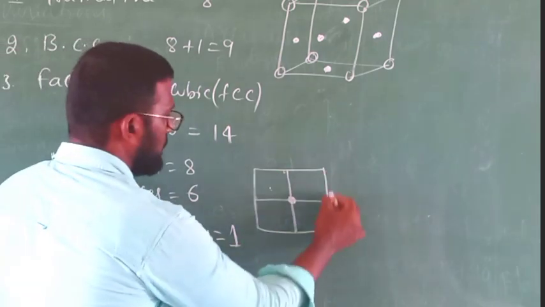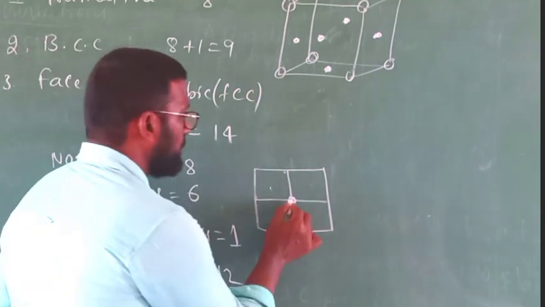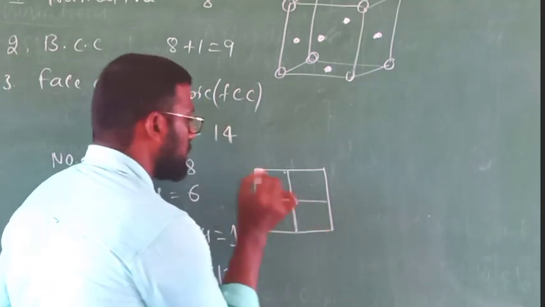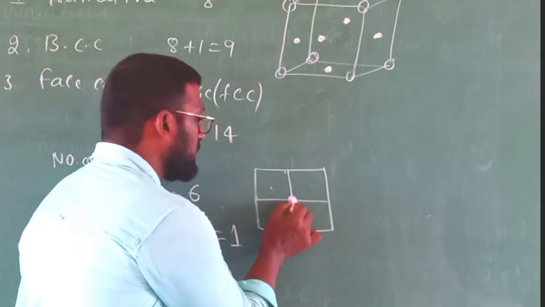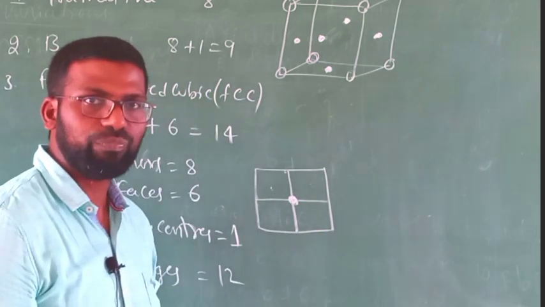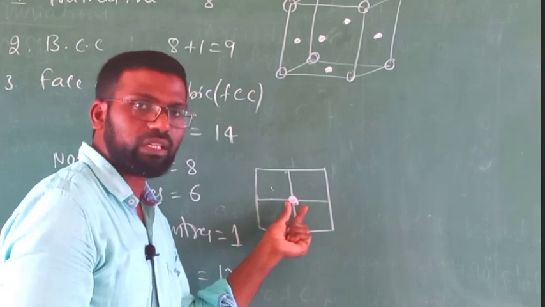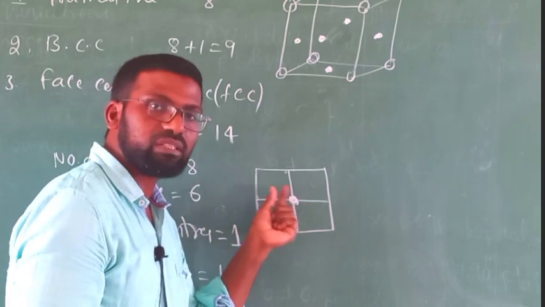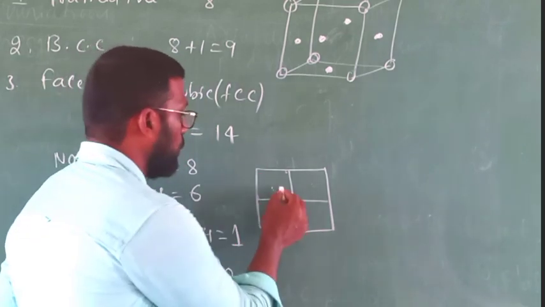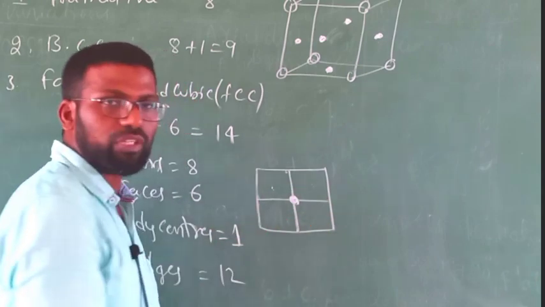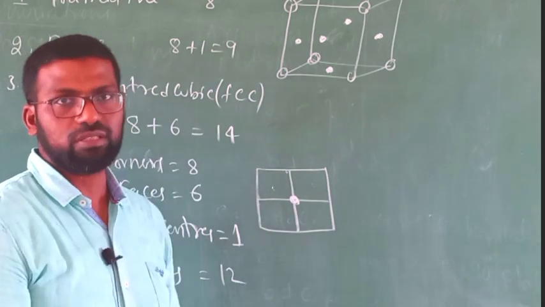Here I have represented 4 squares. Each square is considered as 1 unit cell. Next, here I placed one small particle at the corners of 4 unit cells. Now this atom is in contact with how many unit cells? 1, 2, 3, 4. That means the atom which is at the corner is shared by 4 unit cells.